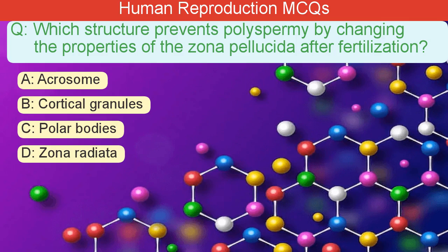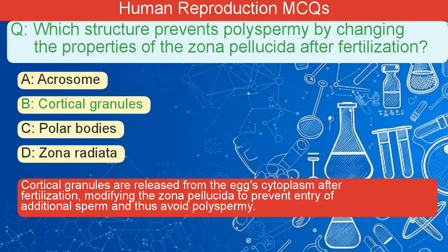Which structure prevents polyspermy by changing the properties of the zona pellucida after fertilization? A. Acrosome. B. Cortical granules. C. Polar bodies. D. Zona radiata. The correct answer is B. Cortical granules are released from the egg's cytoplasm after fertilization, modifying the zona pellucida to prevent entry of additional sperm and thus avoid polyspermy.